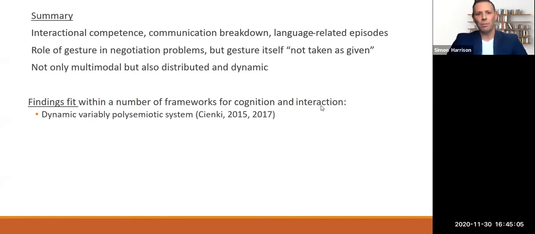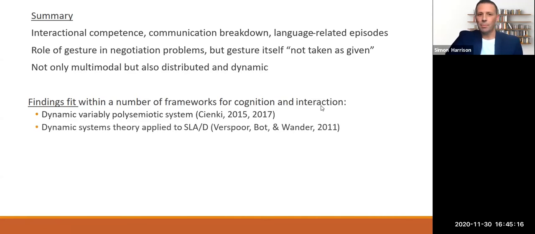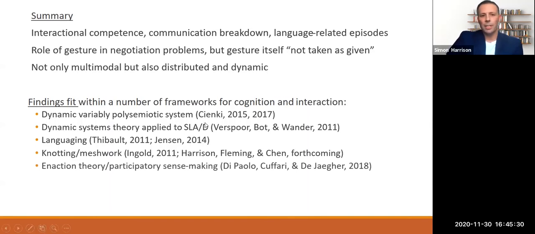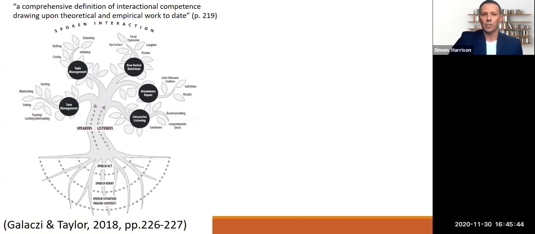And these findings fit with a number of frameworks for cognition and interaction, some of which we've already seen in the seminar series, such as the dynamic variably polysemiotic system by Alan Chenke, dynamic systems theory applied to second language acquisition and development, languaging. I mentioned Tim Ingold and his ontology of knotting or the meshwork, and enactive cognitive science, or the enactive approach, and their notion of participatory sense making. And I'd just like to spend the last few minutes of my talk trying to show how that might help us improve our understanding or give us a different understanding of interactional competence.